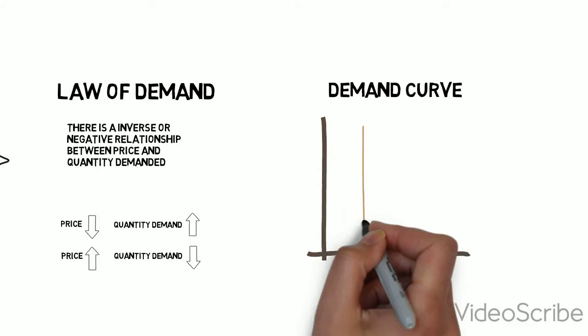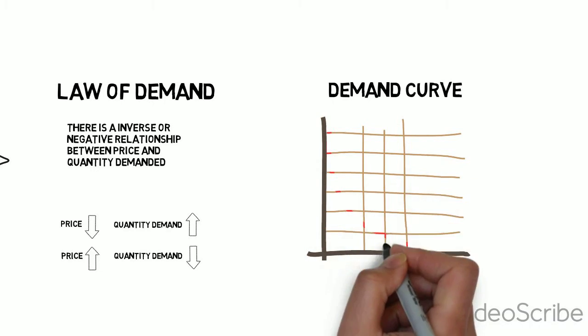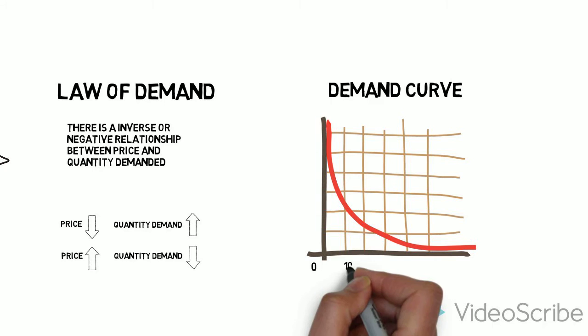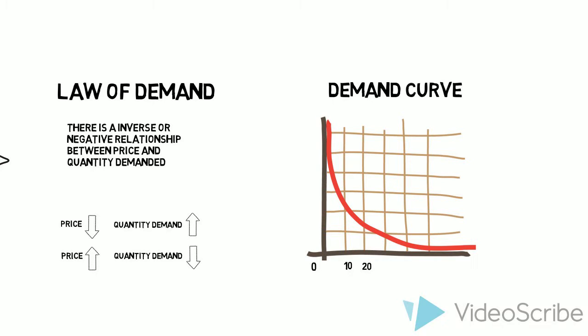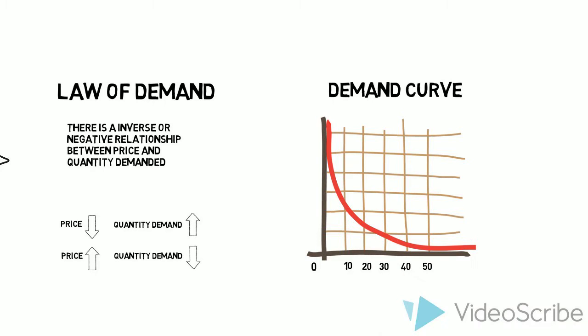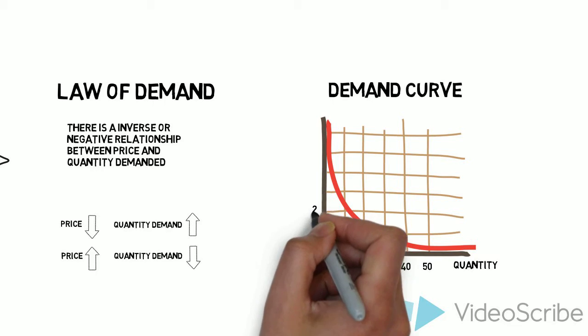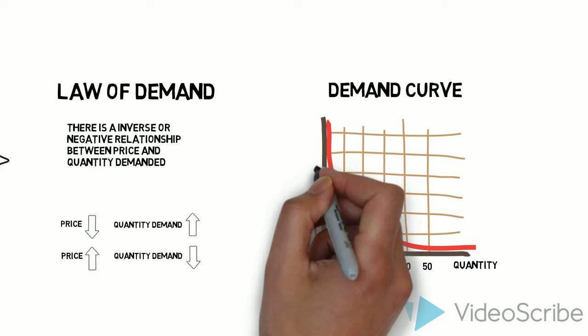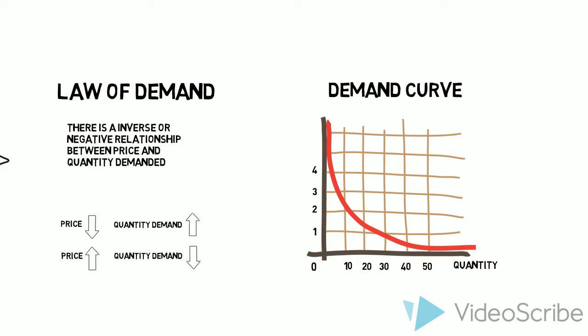The inverse relationship between price and quantity can be represented on a simple graph. Quantity is on the horizontal axis. Price is on the vertical axis. The downward slope of the demand curve represents the law of demand. People buy more of a product, service or resource when its price falls.